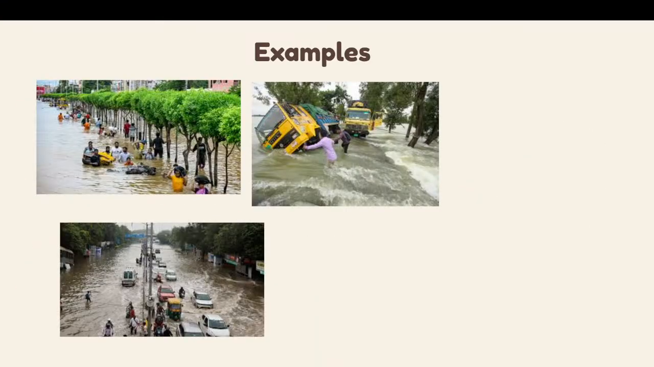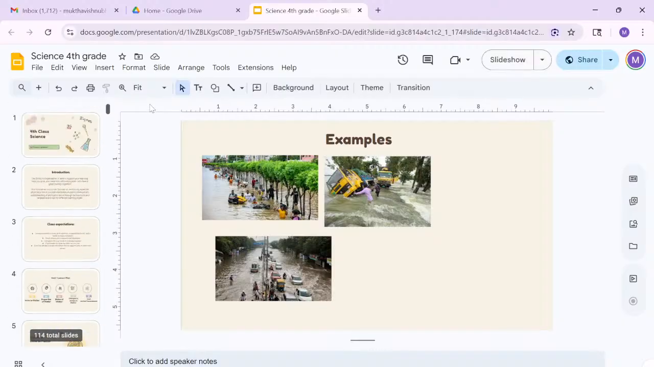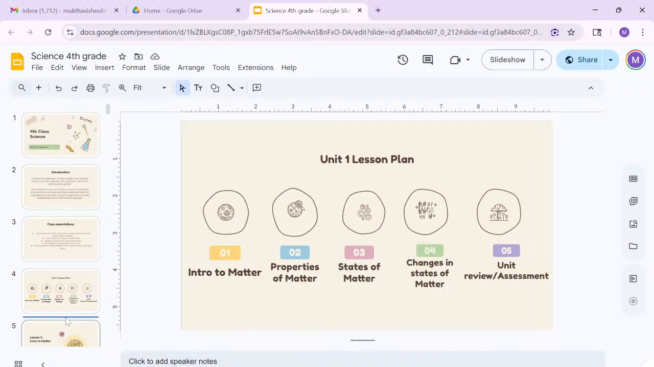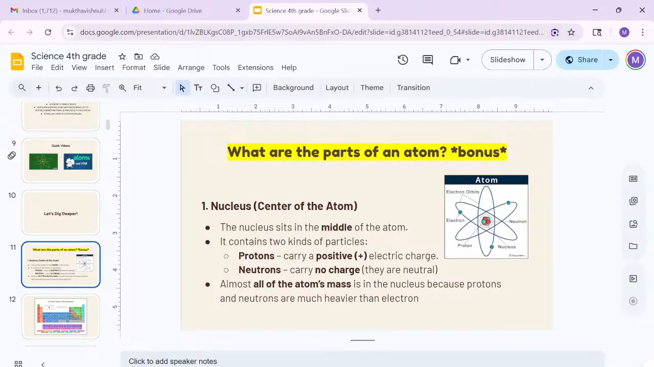I can show you guys an image of that. So nucleus, remember, is the center of an atom. So this is what's in an atom. It's the center of the atom, and it carries both protons, which have a positive charge, and neutrons, which have no charge. They're just neutral. They're not positive or negative.